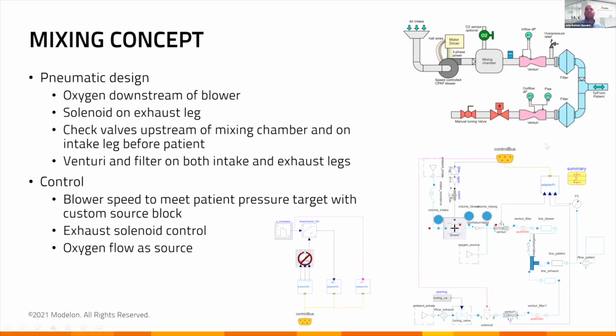So the next concept that was evaluated was called the mixing concept. So here you can see the schematic. In this concept, you introduced oxygen downstream of the blower. The blower is actually not rated for oxygen to go through it, only air. So we can't make fire. So oxygen comes downstream of the blower. There's actually a solenoid now on the exhaust leg, so it's an active valve here on the exhaust side.